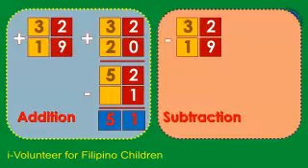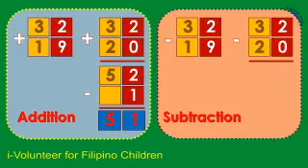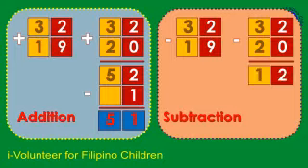Demonstrate subtraction. We will subtract 19 from 32. 32 minus 20 is equal to 12.